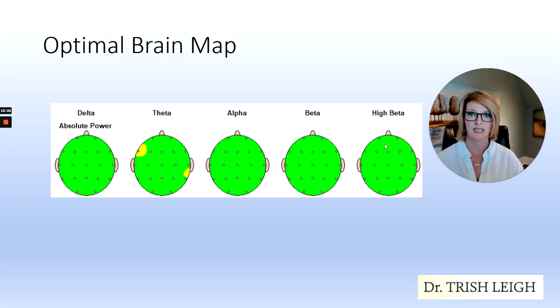So high beta is anxiety mode. If your brain gets stuck in high beta, then you feel chronically anxious. So we want high beta down in the green optimal zone. And I'm going to show you what an anxiety brain map looks like, an attention difficulty brain map in just a second. We're going to move on to that. But this is what an optimal brain pattern shows you.